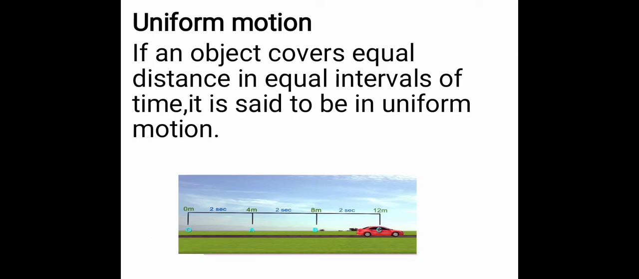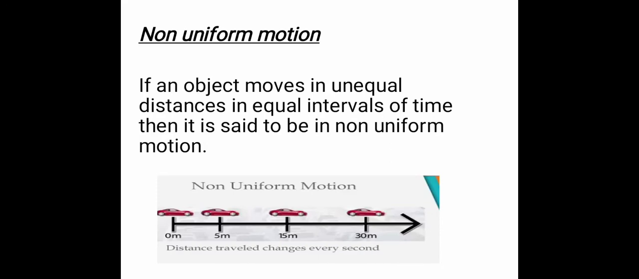So, we define uniform motion as: if the object covers equal distances in equal intervals of time, then it is said to be in uniform motion. Have you understood, children? If it takes equal intervals of time to cover equal distances, then it is said to be in uniform motion. Next is non-uniform motion.